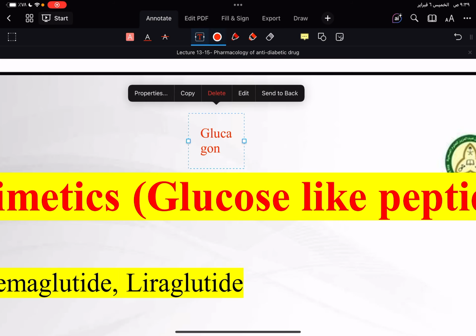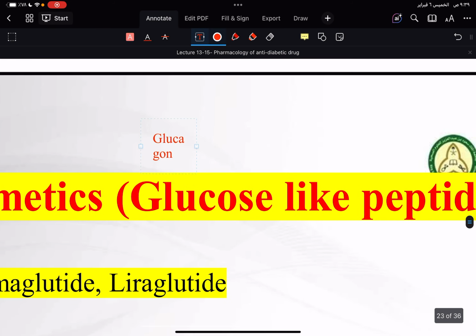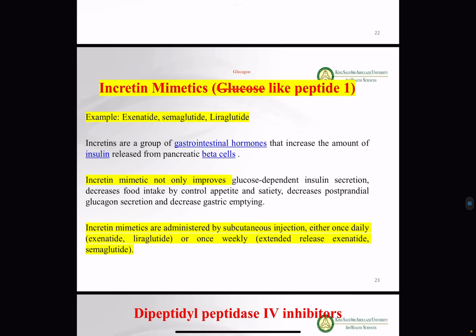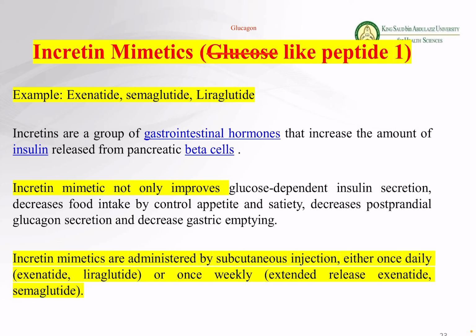The next class here we have exenatide, semaglutide, and liraglutide. These are the three drugs, and they work as incretin mimetics. Now, what is incretin? Incretins are a group of gastrointestinal hormones that increase the amount of insulin released from the pancreatic cell. This is the role of the incretin. It's a hormone from the gastrointestinal tract that basically releases insulin from the pancreatic beta cells.